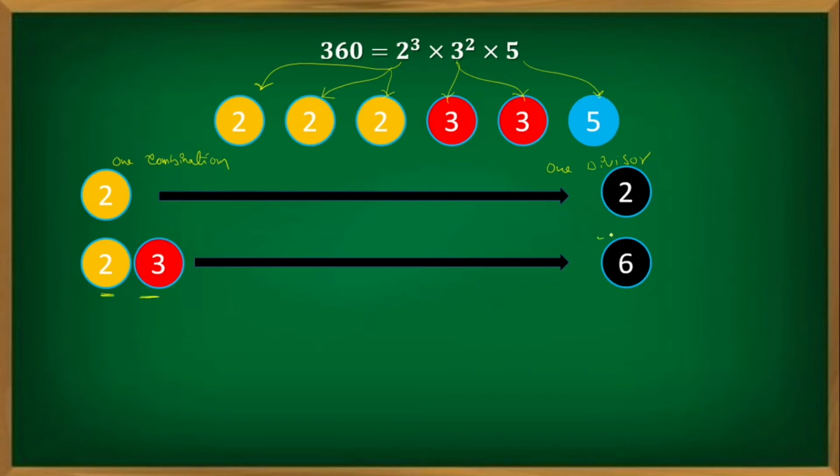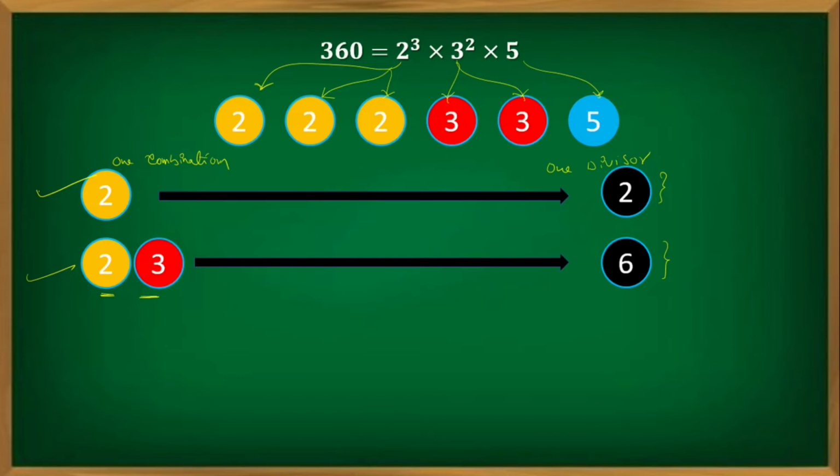So I got 6, 2 into 3. I got 6, so one more divisor. So I got here two combinations. One combination, two combinations. So for two combinations, I got two divisors also. What is the meaning of this? Each combination is giving you one divisor.